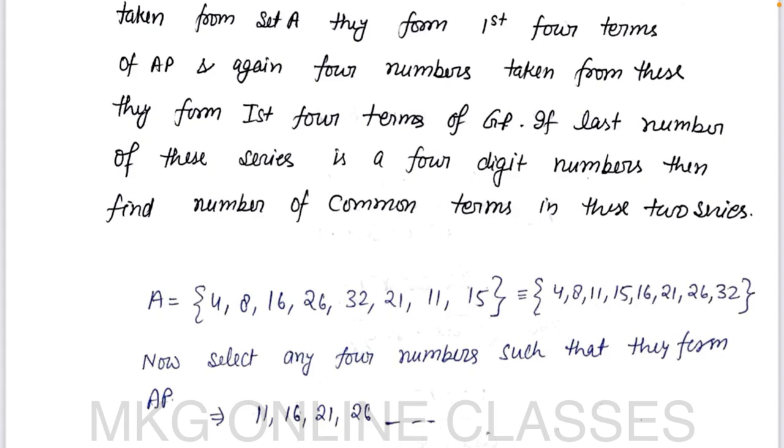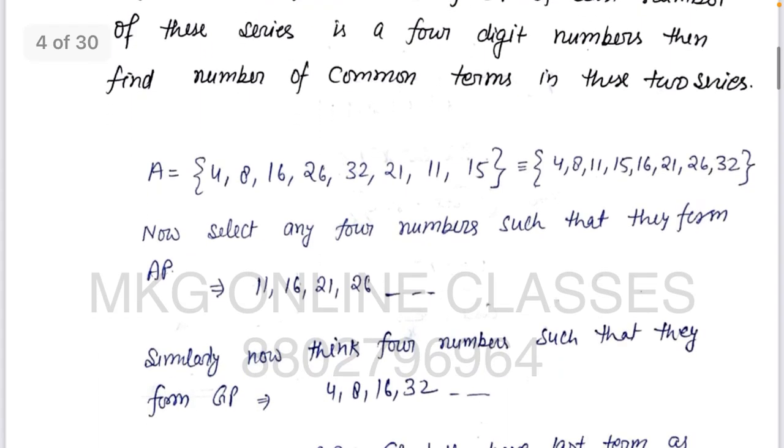Now let me think what terms will form GP. So I think this is very easy. 4 into 2, 8, into 2, 16, into 2, 32. So 4, 8, 16, 32 are the GP terms.